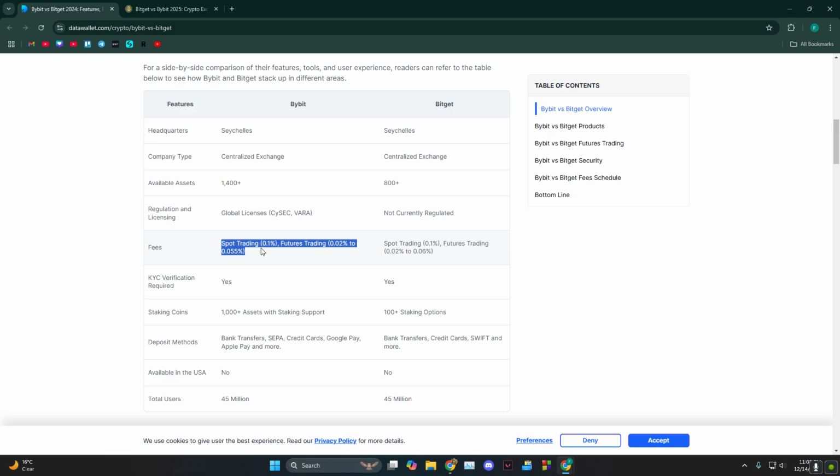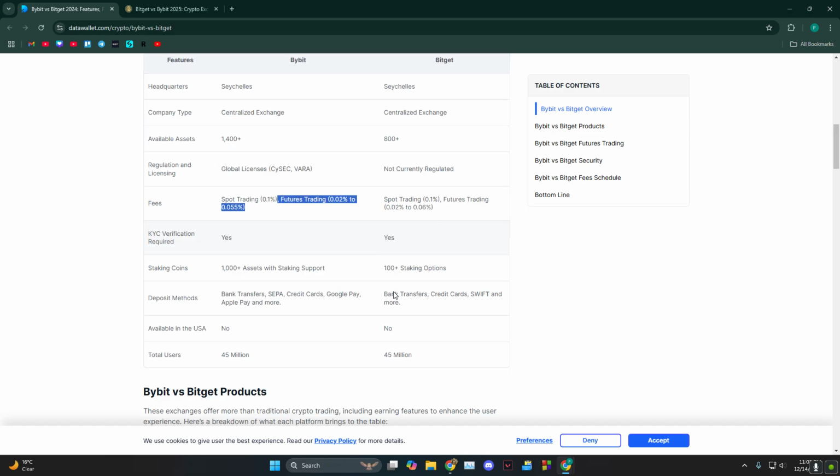Fees, as you can see, for spot trading are the same, but for futures trading Bybit has slightly lower fees than Bitget, and these are the basic differences along with the staking coins, which is 1000 plus for Bybit and 100 plus for Bitget.